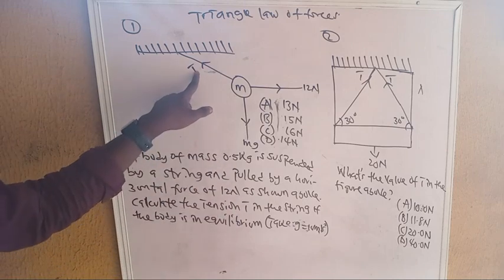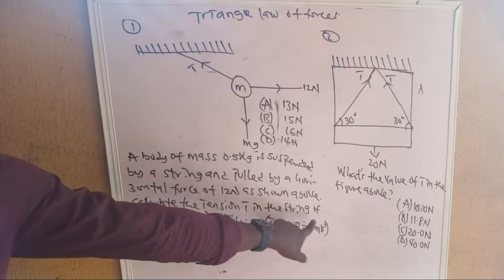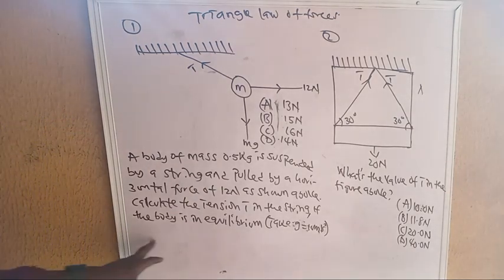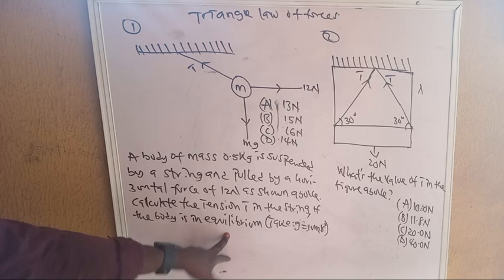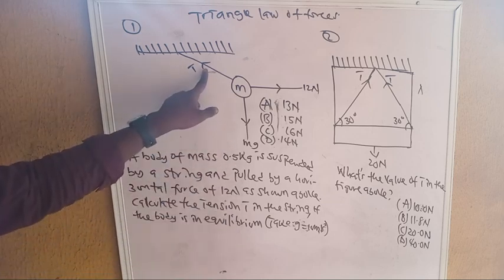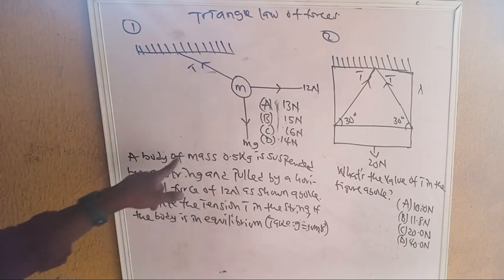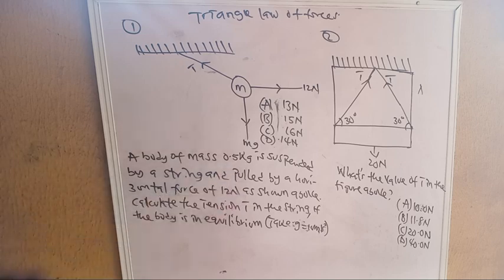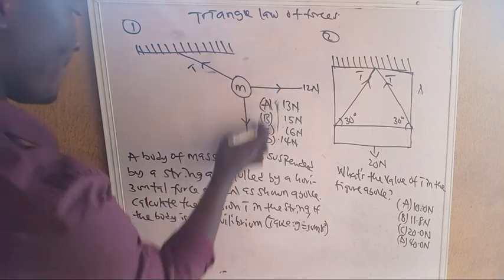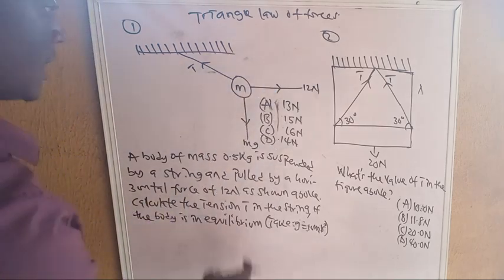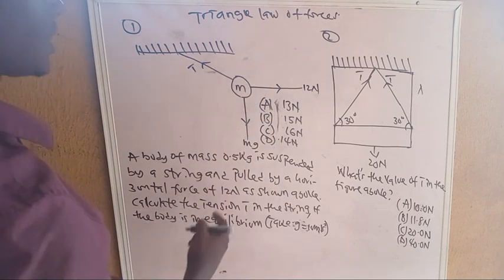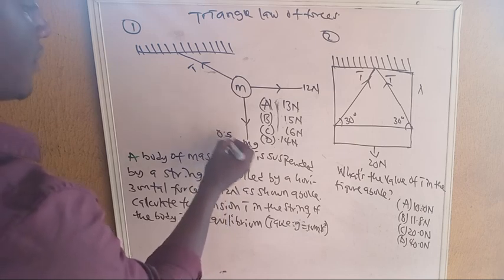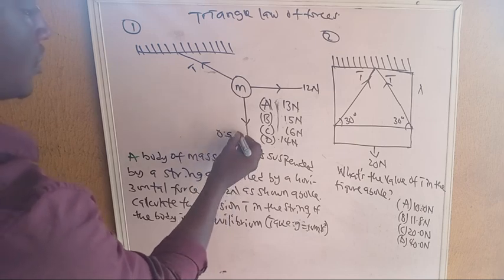Where is our tension? This is our tension T in the string, if the body is in equilibrium. So we are looking for this tension if the body is in equilibrium. Now, the mass that was hung was 0.5 kilogram. So the mass was actually pulling the load here downward. So that means the mass here is 0.5, then gravity is 10, so g is equal to 10.